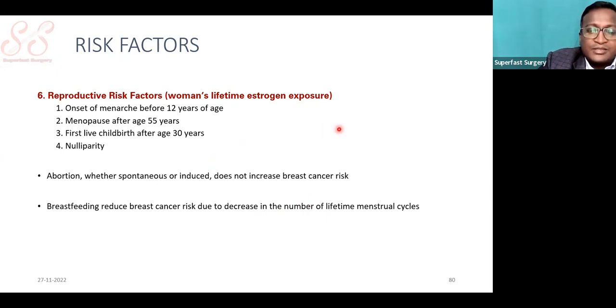Nulliparity is, of course, absence of pregnancy, absence of breastfeeding, so that is why there is increased risk. Now, let's be assured that abortion, whether spontaneous or induced, does not increase breast cancer risk in any form. And breastfeeding is protective, it will decrease the breast cancer risk because of lactation amenorrhea. Okay.